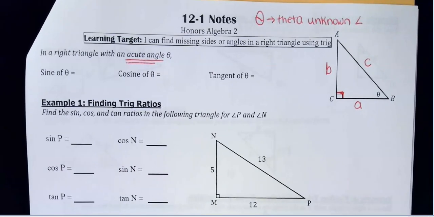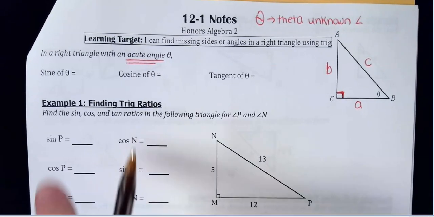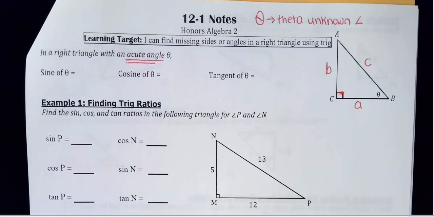And then I want to see, do you guys remember what the ratios are for sine, cosine, and tangent? Do you remember how to find those for an angle? Or any acronyms or anything? Okay, that's SOHCAHTOA.